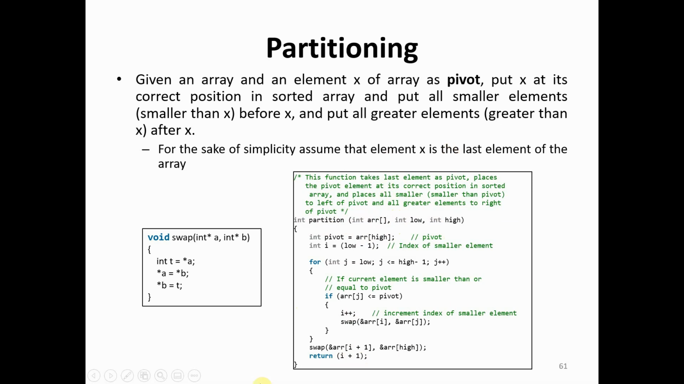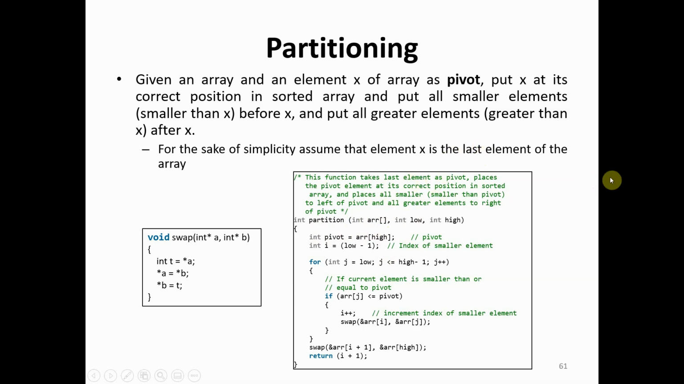Keep this in mind, because similar to merging, which was the backbone of merge sort, partitioning would be the backbone of quicksort. Okay, so here, using this pivot, using this partitioning, we basically partition the array into two subarrays.